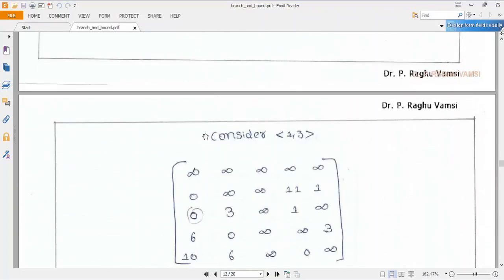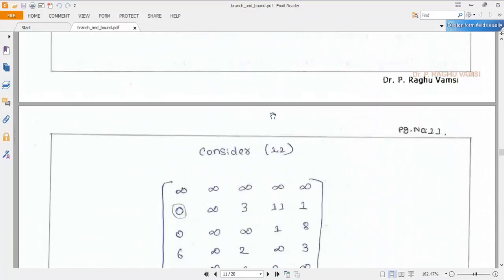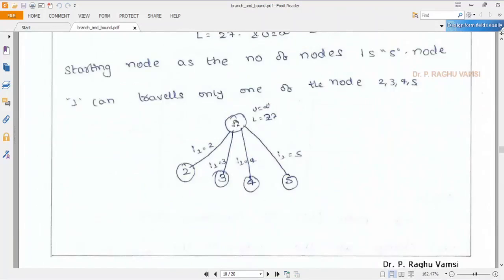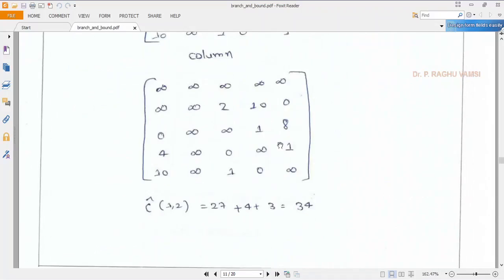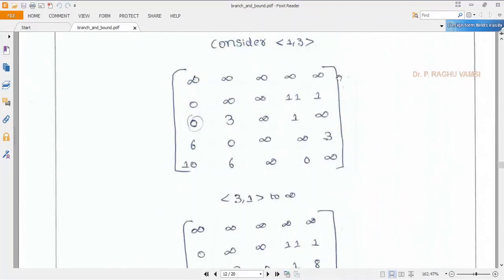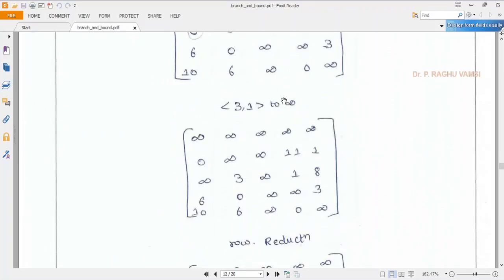Now, if we traverse from 1 to 3, that is the second branch here. From 1 to 2 is over. Now 1 to 3 to be considered. Whenever 1 to 3 is considered, A of 1 3 will be infinity. A of 3 1 should also be infinity. The first row should be infinity. The third column must be infinity. The same thing will follow here. So the first row is infinity, the third column is infinity, A of 1 3 is infinity, and A of 3 1 is infinity. So this thing we have made.